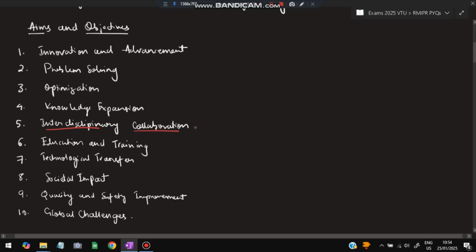By collaborating with different domains, we will be able to produce better solutions. Next is education and training, okay. Education and training, we know we are just developing systems so that we can train the people and educate ourselves and other people. Next is technological transfer. Whatever we learn in theory in the college, that will be applied in the industry, right? That is the technological transfer, okay. And by that we'll be having a societal impact.